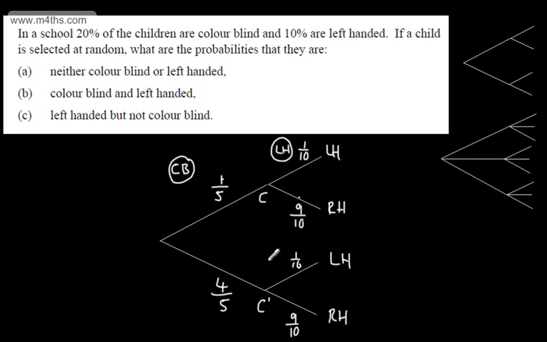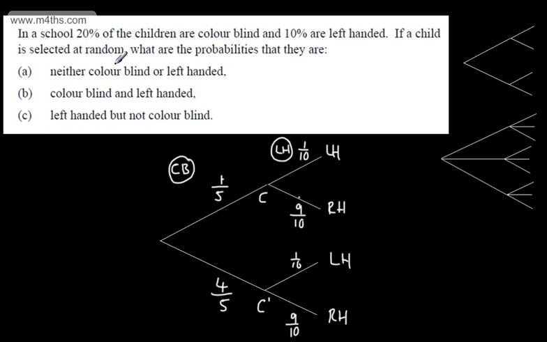What we could have also done is a sample space. So we could have listed all of the possible outcomes. What I'm going to do is use the tree diagram to solve this problem. In part A, we need to find the probability that they're neither colourblind or left-handed. This is quite a tricky question for the first one.